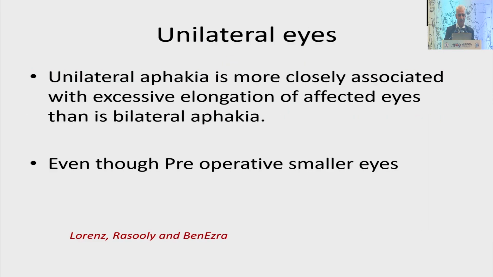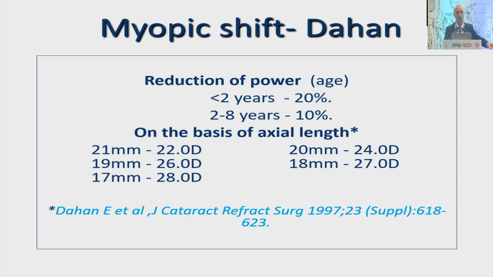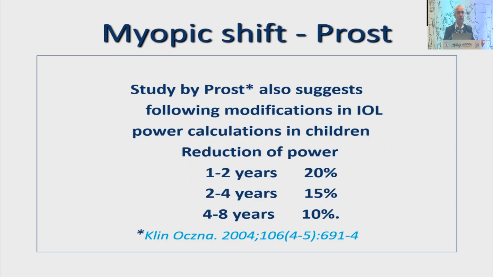Okay, so lenses I'll skip. Unilateral is always more associated with excessive elongation if you don't follow the patient properly. So this is what I was talking about earlier. All these gentlemen in the past, Dahan and Prost, used to do lots of undercorrection, which in our eyes we realize doesn't help. So their eye growth is faster, ours is not growing that much.